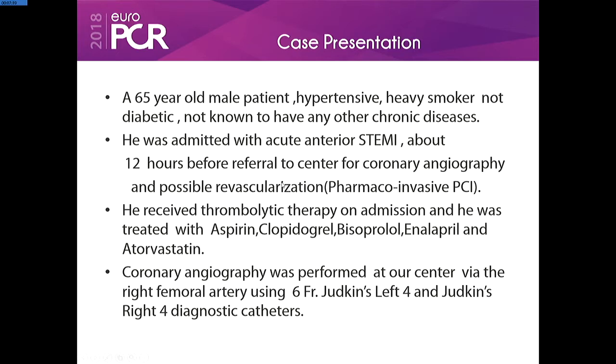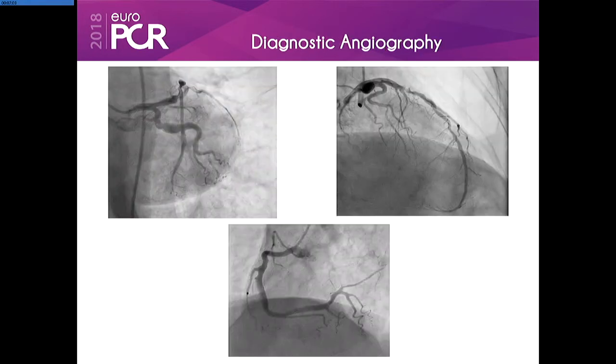My case is a 65-year-old male patient, hypertensive, heavy smoker, not diabetic, not known to have any other chronic diseases. He was admitted in another center with acute STEMI about 12 hours before referral to our center for possible pharmacoinvasive PCI. He received thrombolytic therapy on admission, and he was treated with aspirin, dual antiplatelet therapy, beta blockers, ACE, and statins. Coronary angiography was performed at our center via the right femoral access, Judkins catheters.